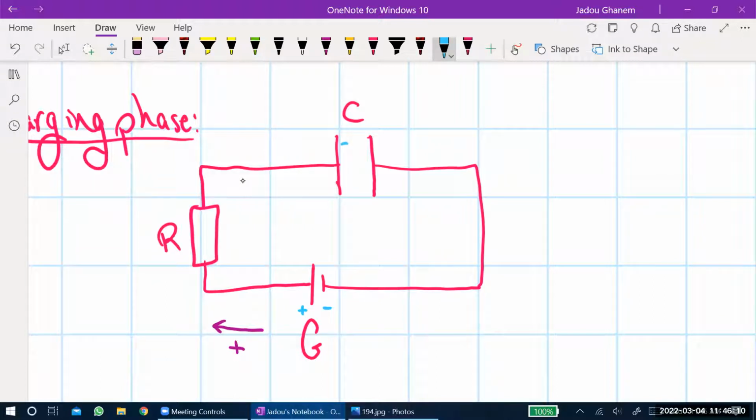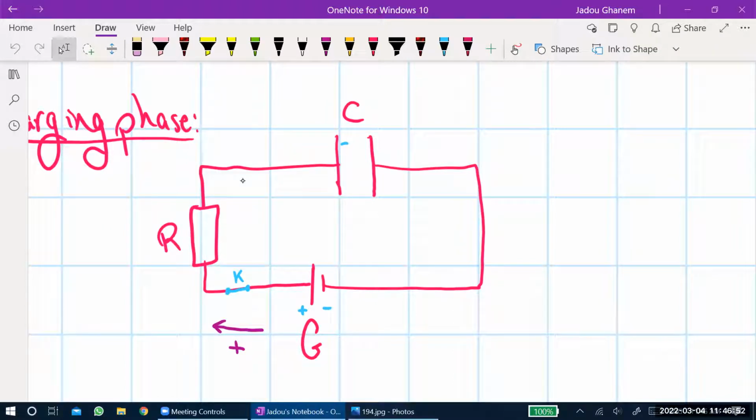Once the circuit or the switch is closed, and let me just show a switch here, assume to have a switch. Once the switch is closed, electrons will be attracted by the positive terminal of the battery. So they will try to move towards the positive terminal of the battery. Electrons from the left side of this capacitor will be attracted by the positive terminal of the generator. Some of these will be transferred to the positive terminal, and then the same plate will be positively charged.